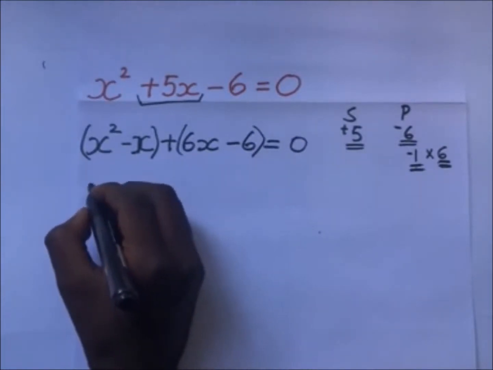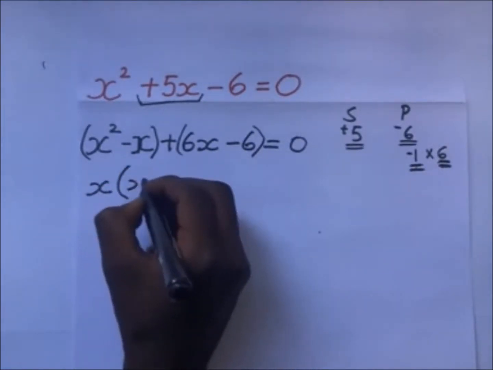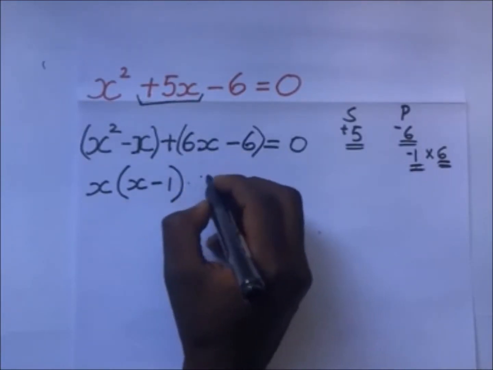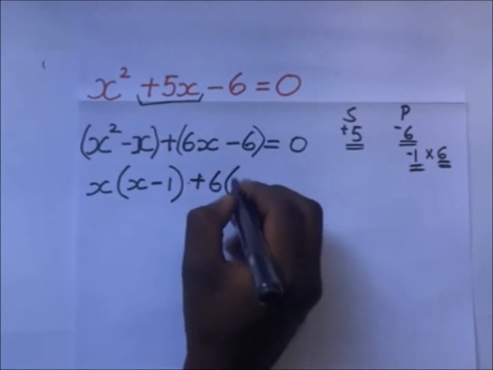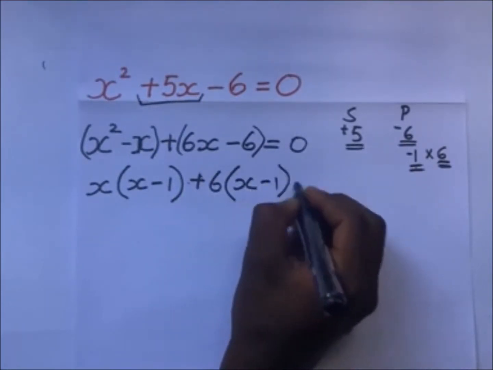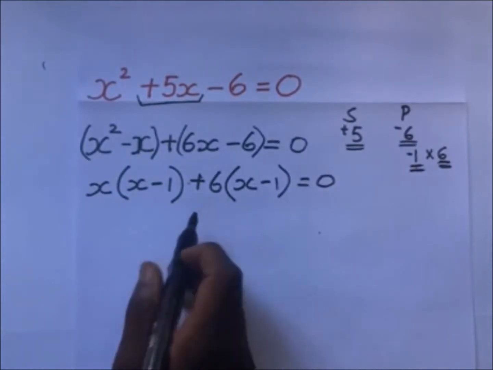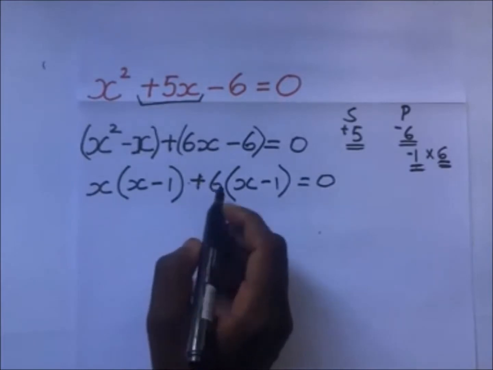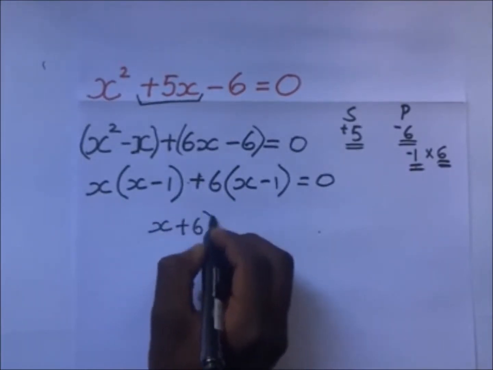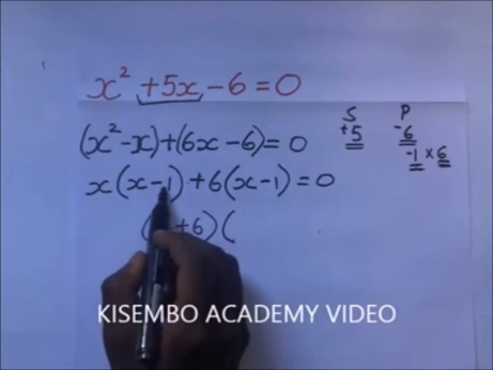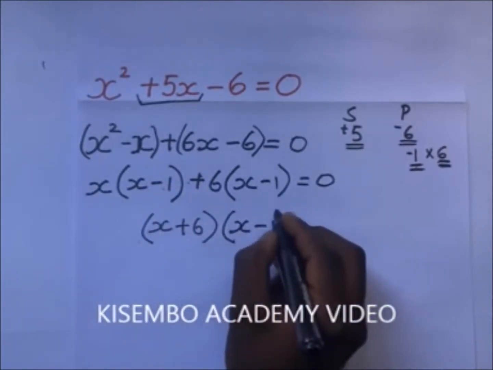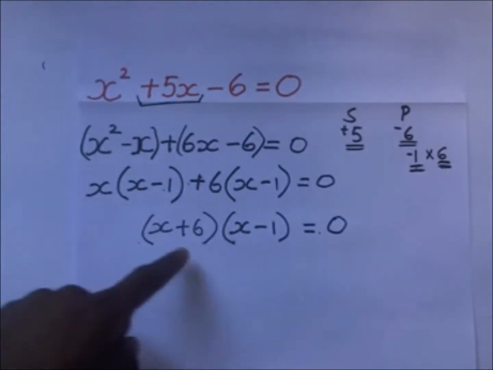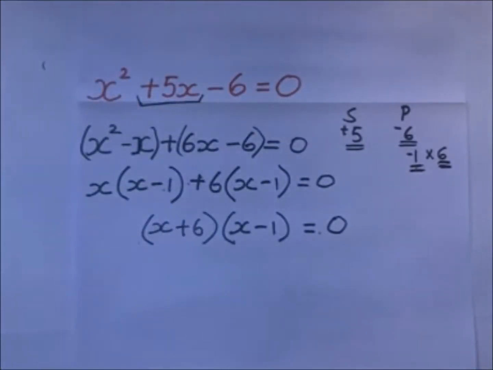Common term here is x, so x is outside the brackets into x minus 1. The common factor here is 6, positive 6, so it's going to be plus 6 into still x minus 1 is equal to 0. And so definitely the terms outside the brackets will remain on their own, so it is x plus 6 in its own bracket into x minus 1 is equal to 0. So when we reach that stage, we have factorized this quadratic equation.